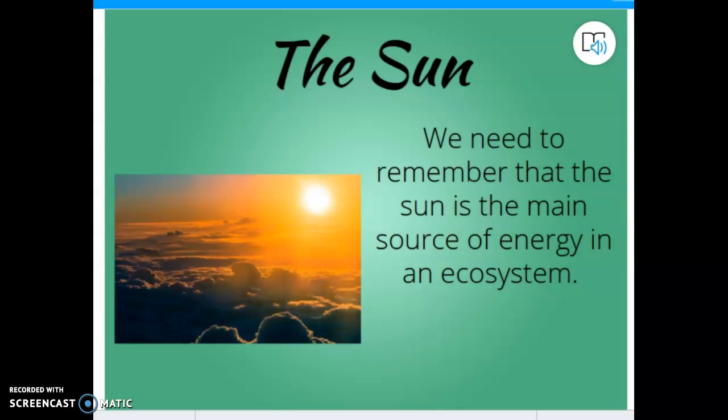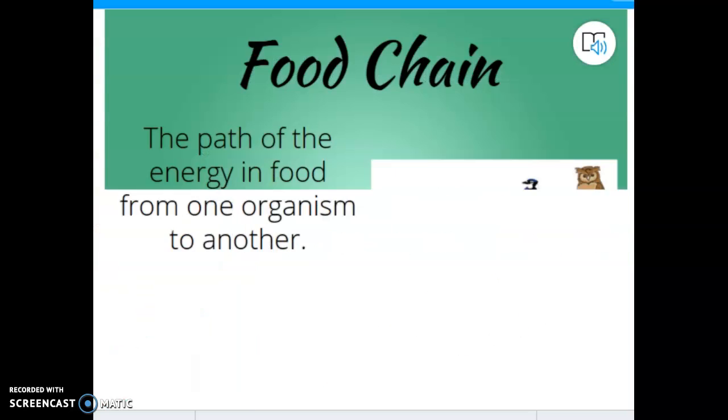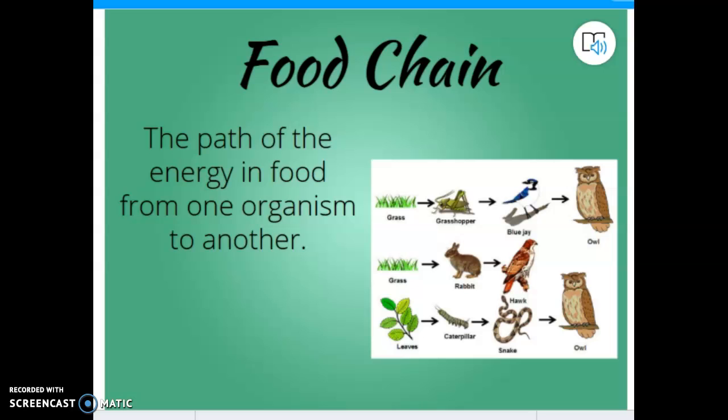So you need to jot this down. It will probably show up that the sun is the main source of energy in an ecosystem. All right, so we know that the sun is the main source of energy, and if you've been paying attention at all in class, hopefully you have, you know that there's one thing in particular that really relies on this abiotic factor. And it's the beginning of the food chain.